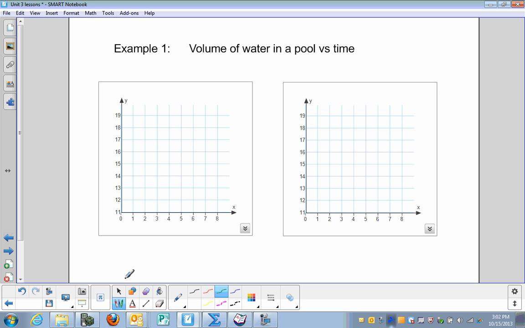So let's determine the independent and dependent variable in this example. We have an example of the volume of water in a pool versus time. Time is the independent variable. The volume of water in the pool, or how much water is in the pool, is the dependent variable.